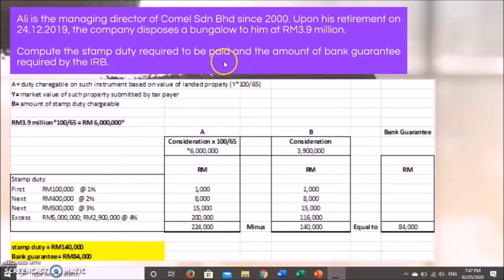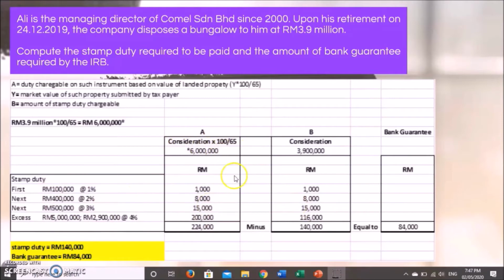First, we calculate A. By using 3.9 million times 100 divided by 65, you get 6 million. As for B, it is 3.9 million. For the stamp duty, the first 100,000 is charged at 1%. The next 400,000 is at 2%. The next 500,000 is at 3%, and the excess amount will be charged at 4%. This applies to both A and B.